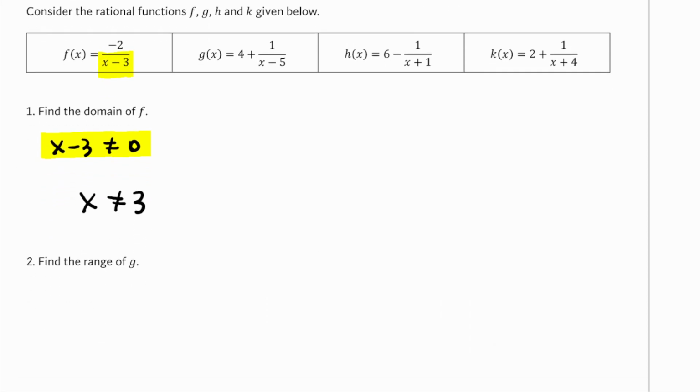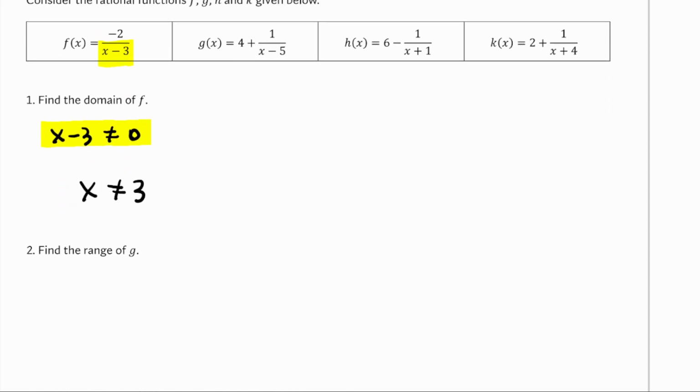All right, the range of g. We have to think about it a little more holistically. The range is all the possible y values, the possible outputs. The only thing that's impossible here is for that 1 over x minus 5 to equal 0. The only way we can get a fraction to equal 0 is if the numerator is 0 and the denominator is non-zero. So what I can't get from g of x is 4 plus 0, which means y can't equal 4.